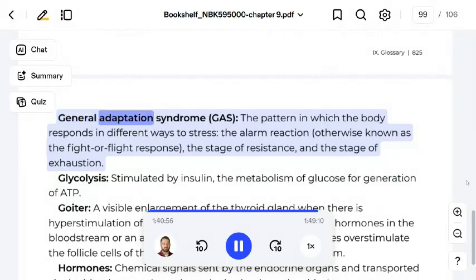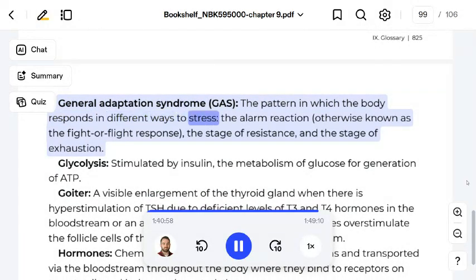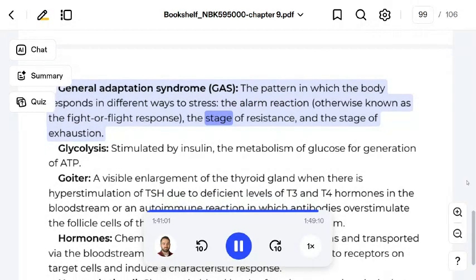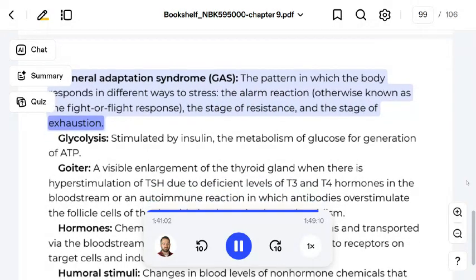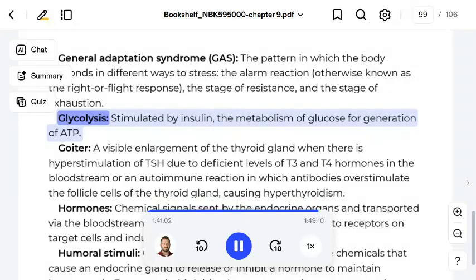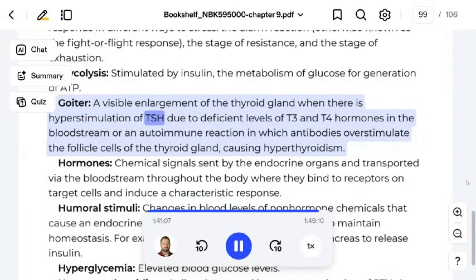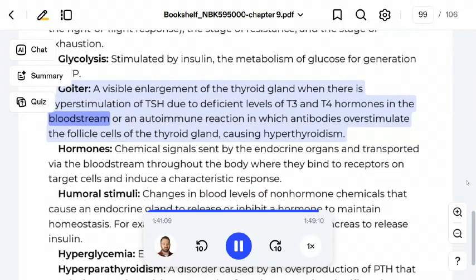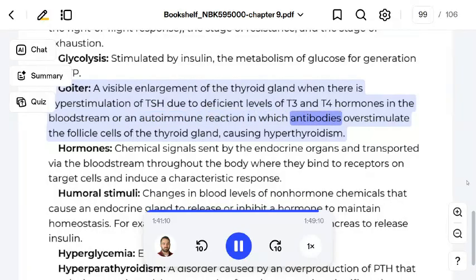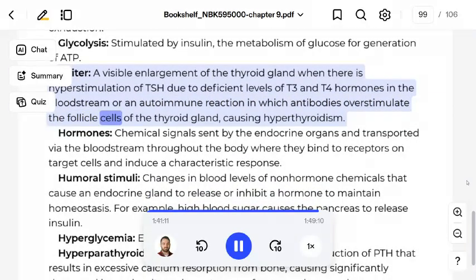General adaptation syndrome, the pattern in which the body responds in different ways to stress: the alarm reaction, the stage of resistance, and the stage of exhaustion. Glycolysis, stimulated by insulin, the metabolism of glucose for generation of ATP. Goiter, a visible enlargement of the thyroid gland when there is hyperstimulation of TSH due to deficient levels of T3 and T4 hormones in the bloodstream, or an autoimmune reaction in which antibodies overstimulate the follicle cells of the thyroid gland, causing hyperthyroidism.